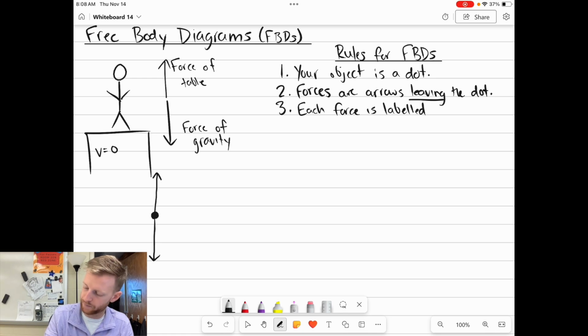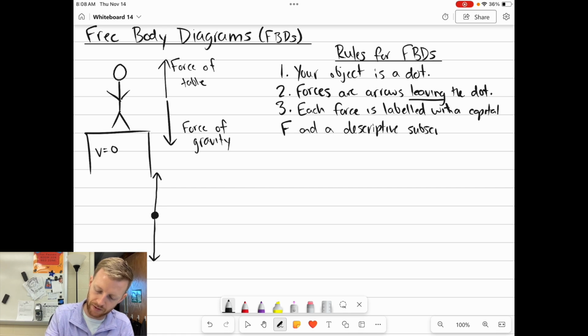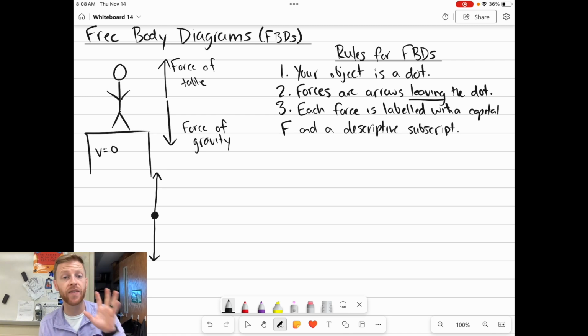is labeled with a capital F and a descriptive subscript. So what does that mean? We've had subscripts before. When we talk about initial and final velocity, we're looking at V0, VF. These ideas that there's something in there that distinguishes it from everything else.